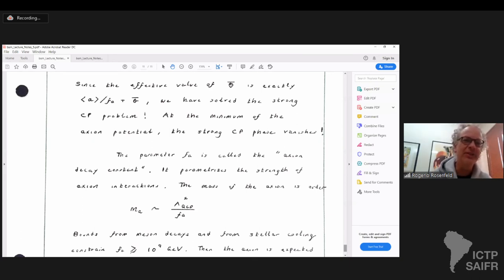The theta term is a total derivative, but when you put in the axion field, it's not a total derivative anymore. Right, but you're not using the dynamics of the axion, and the axion is stuck. Ah, yeah, so in that case, you're right, yes, of course.